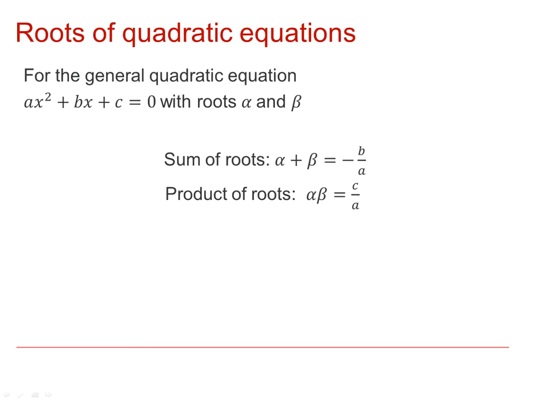Well, we've seen in previous videos how, for a general quadratic equation, the sum of the roots alpha plus beta is equal to minus b over a, and the product of the roots alpha beta is equal to c over a. What we want to do now is to see how we can find other equations which have got roots which are related to alpha and beta.